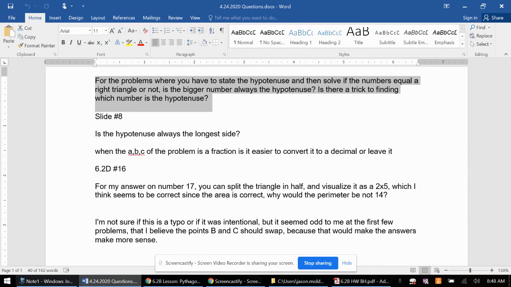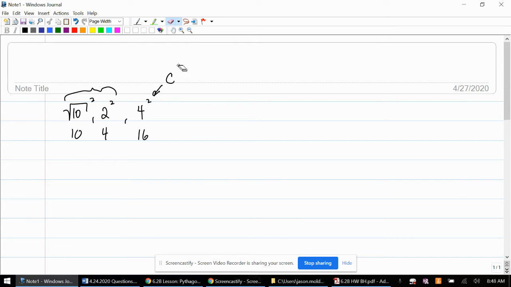Is there a trick to finding what is the hypotenuse? So here's an example. Let's say I had root 10, 2, and 4. Maybe this isn't the most challenging example, but it's not as clear what is the hypotenuse. So first off, I could estimate this. I know this is close to the square root of 10. This is close to the square root of 9. The square root of 9 is 3. So this is going to be close to 3. So I already know it's going to be, as far as order goes, in the middle. And this is the longest.